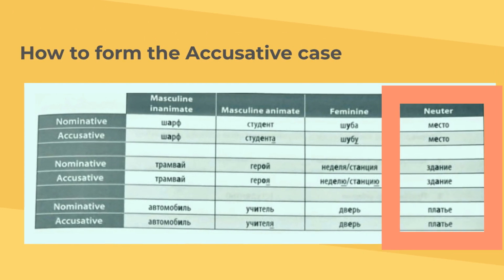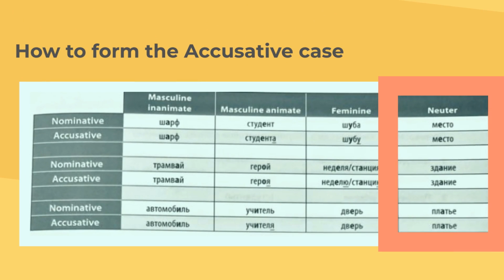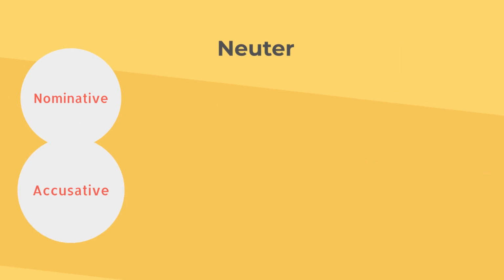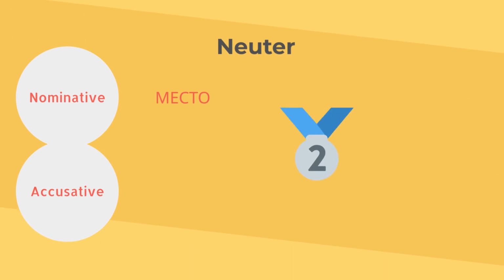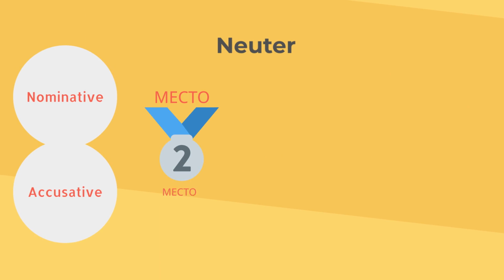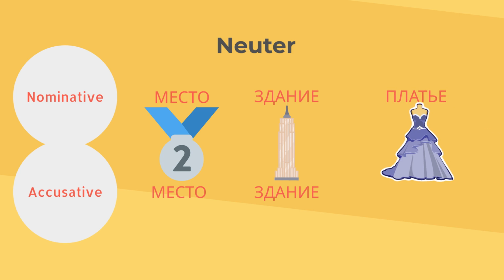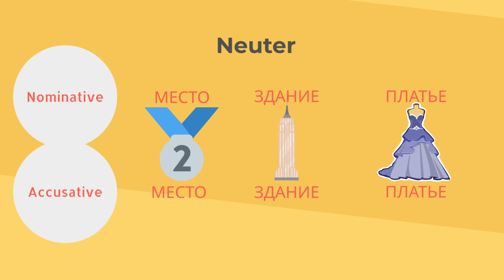Now let's take a look at the neuter nouns. Место, место. Здание, здание. Платье, платье. As you see, neuter nouns in the accusative case have the same endings as in the nominative. No change.